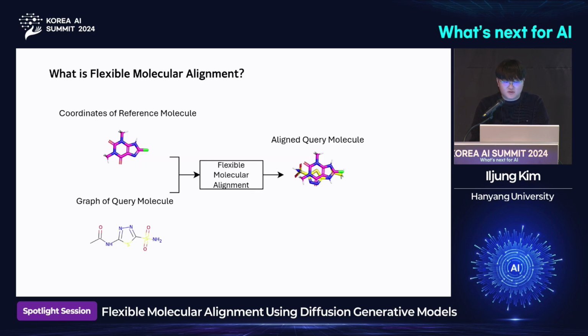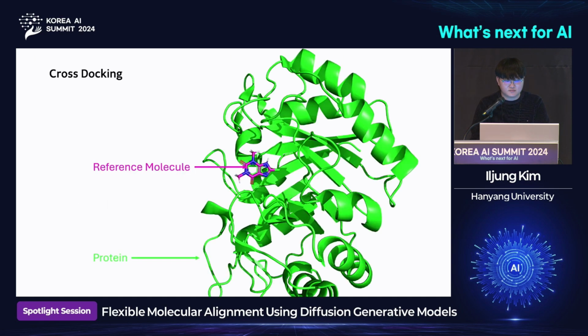So flexible molecular alignment is a process of aligning the 3D coordinates of a molecule to another similar molecule. So the coordinates of the reference molecule and the graph representation of the coding molecule are used to predict an aligned coding molecule structure. And flexible molecular alignment has applications known as cross-docking. And cross-docking is a method to predict the binding structure of a molecule by using the known structure of another molecule.